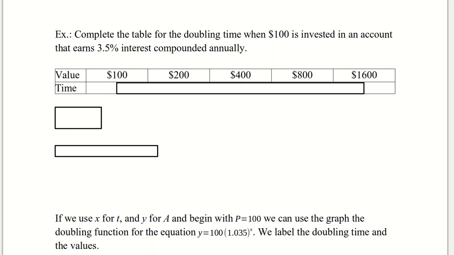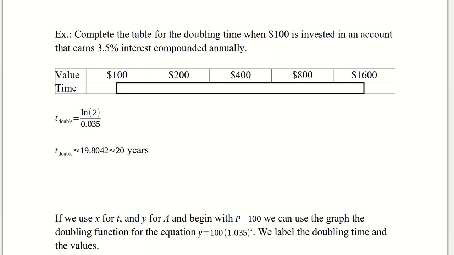It says complete the table for the doubling time when $100 is invested in an account that earns 3.5% interest compounded annually. So the first thing we need to do is make this into an equation. I'm going to use the formula for doubling time. We introduced that right back at the beginning of chapter 10. The natural log of 2, because we're doubling, over the rate, 0.035. And when we put it into our calculator, we learn that that's approximately 20 years.